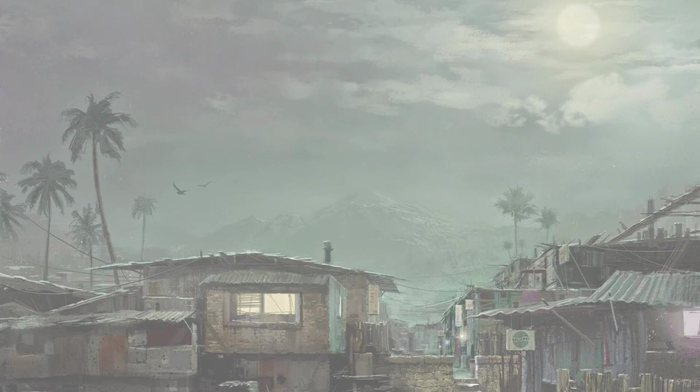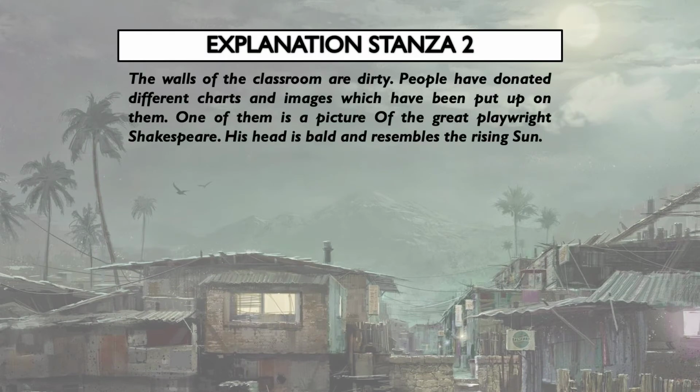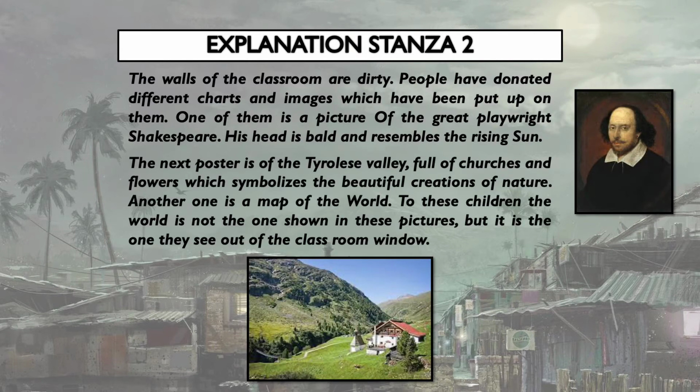Now, let's have a gist of the stanza 2. The walls of the classroom are dirty. People have donated different charts, images which have been put up on them. One of them is a picture of the great playwright Shakespeare also. His head is bald and resembles the rising sun. The next poster is of Tyrolese Valley, full of churches and flowers, which symbolizes the beautiful creations of the nature. Another one is map of the world. To these children, the world is not the one shown in the picture, but it is the one they see out of the classroom window.